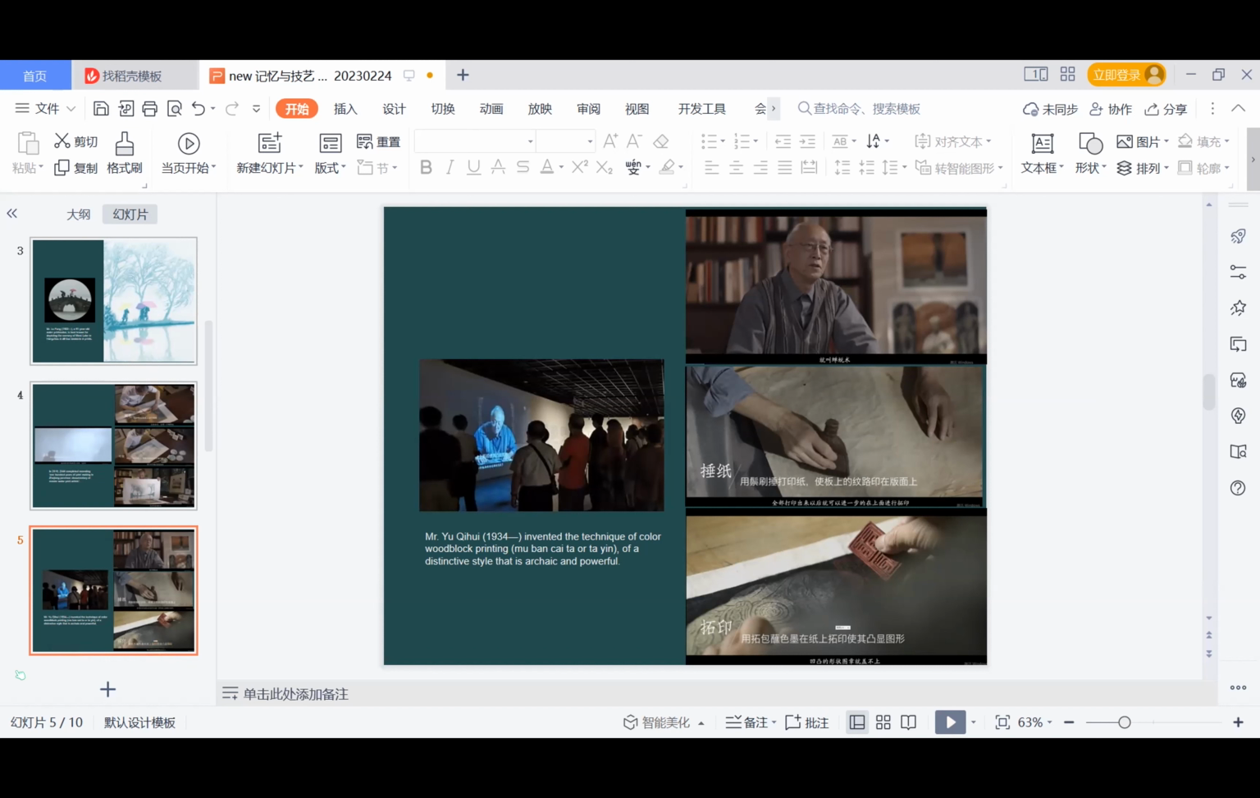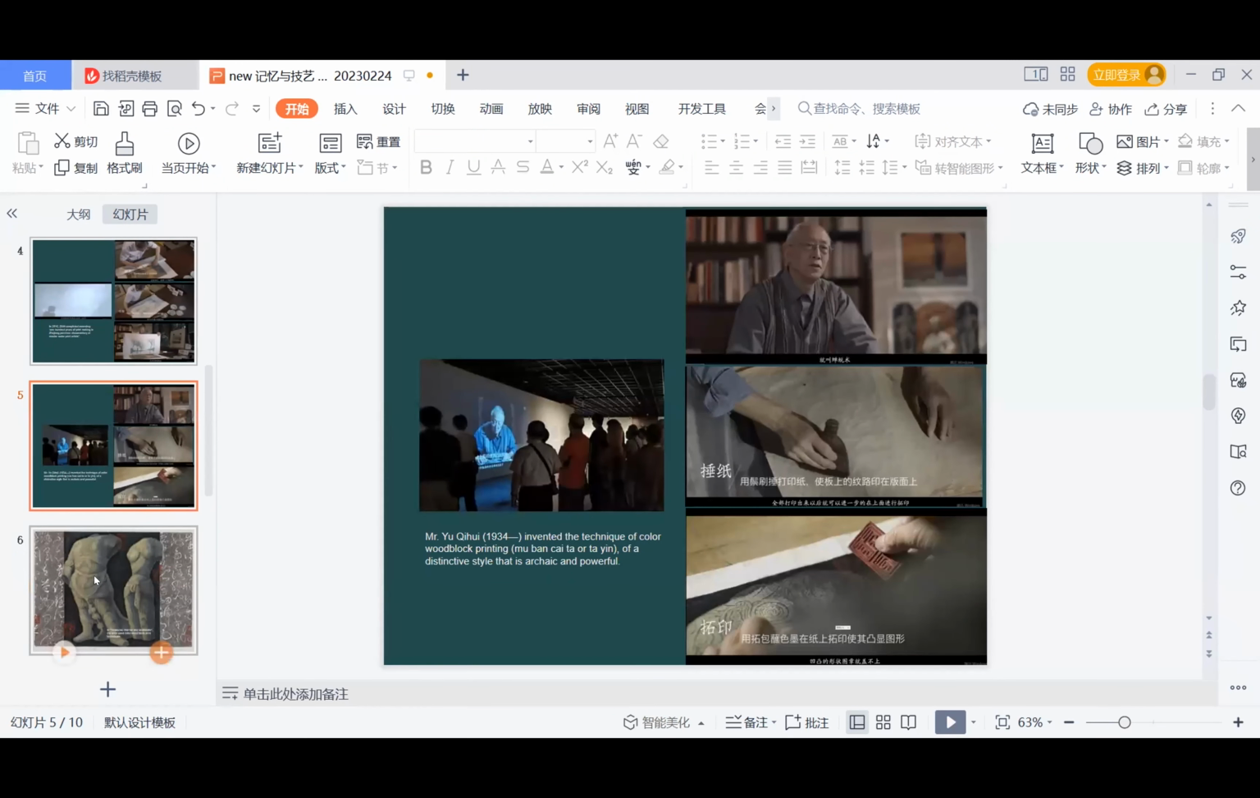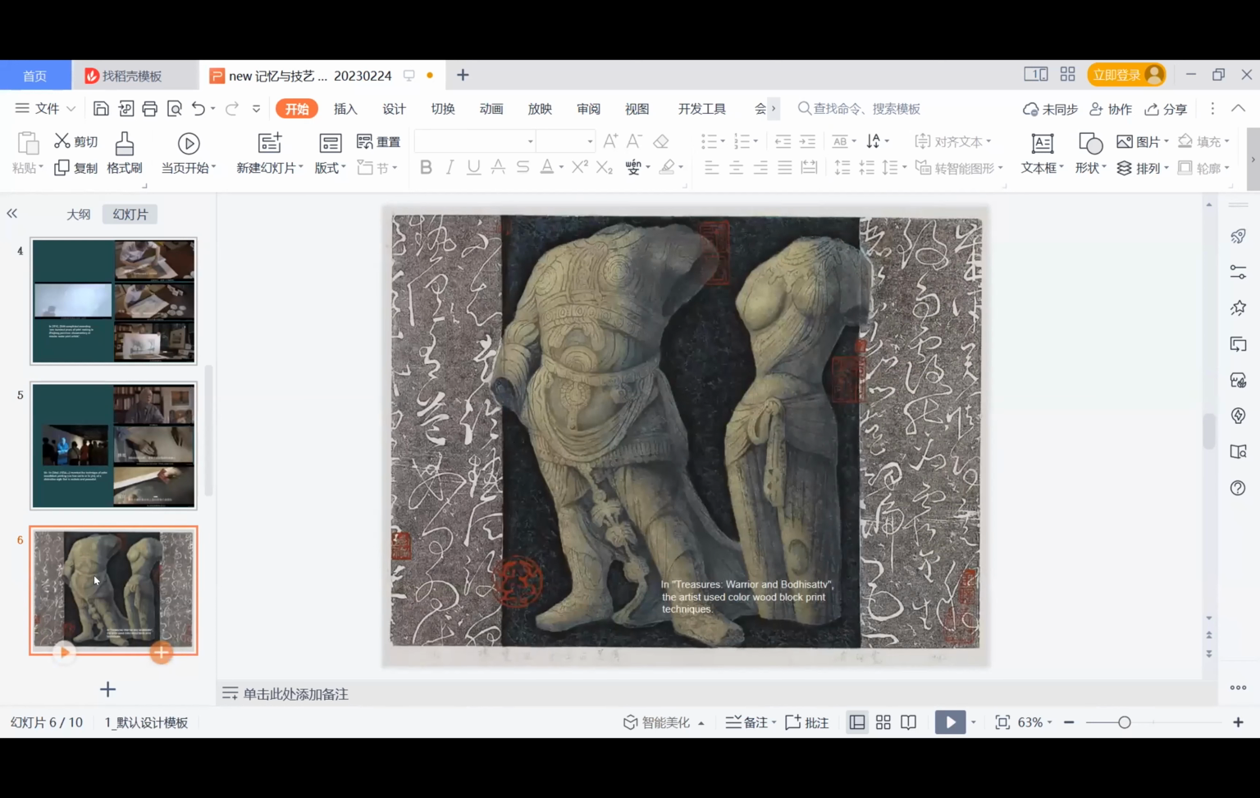Mr. Yu Qihui invented the technique of color woodblock printing, 木板彩踏, or 拓印, of a distinctive style that is really archaic and powerful at the same time. In comparison with what we have encountered in the earlier slide, the level of moisture and the pressure imposed, the angle of the grasp of the hand are all very different. In the interview, the artist suggested and demonstrated to us the printmaking process of the work titled Treasures, Warrior and Bodhisattva, which is now at the slide. And it's also a work from the collection of the Zhejiang Art Museum.